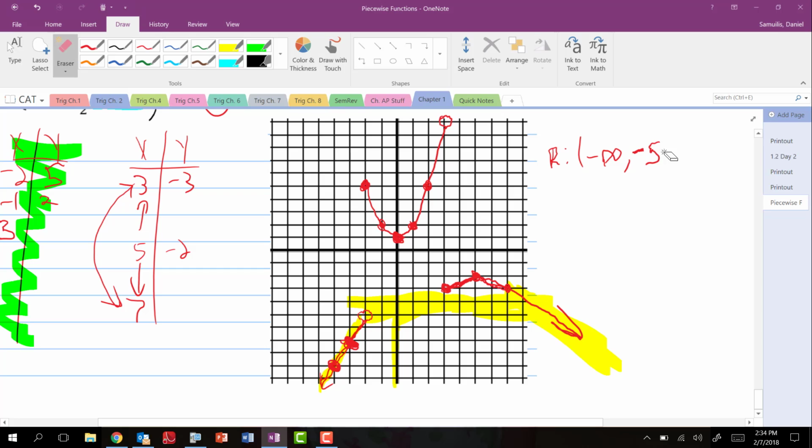Nicely done. What do I put on negative 2? Bracket. Nicely done, folks. I got focused on only one part. And then what? 1 to 10. What do I put on 10? Parenthesis because it's an open dot. Nicely done on range. I could ask you that as well.